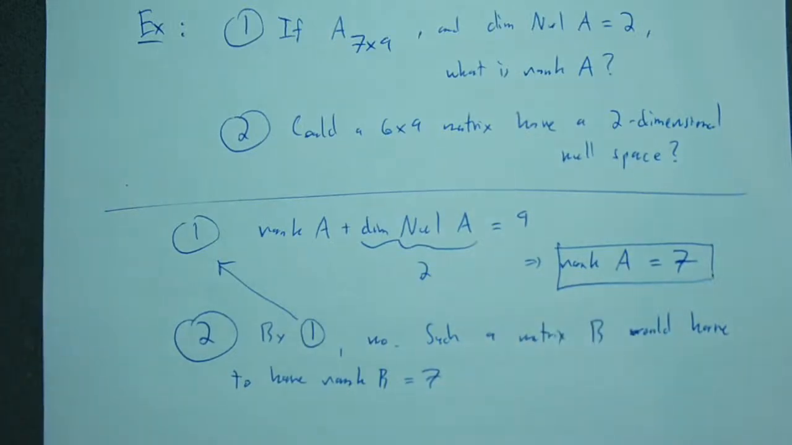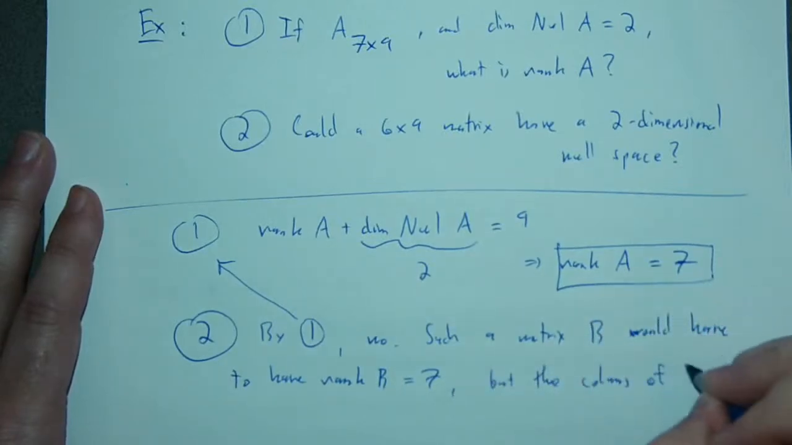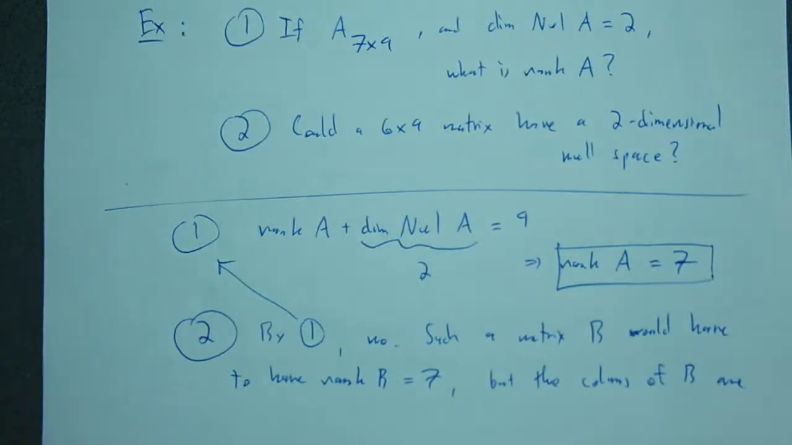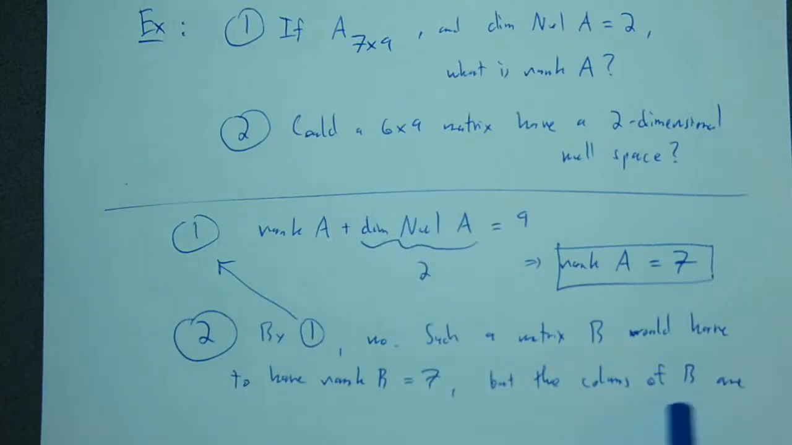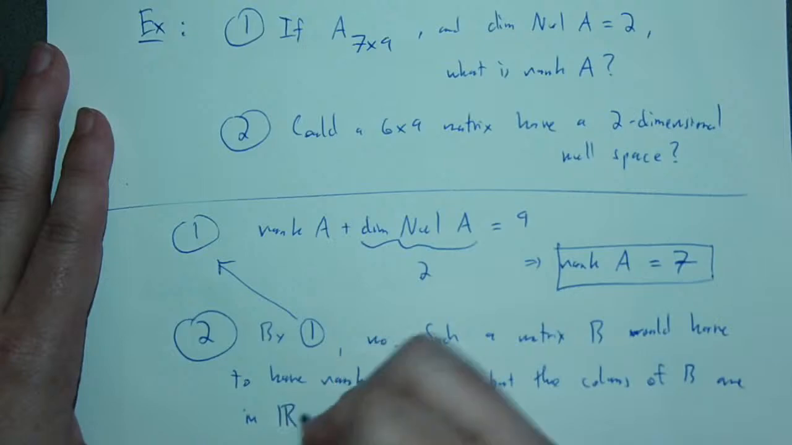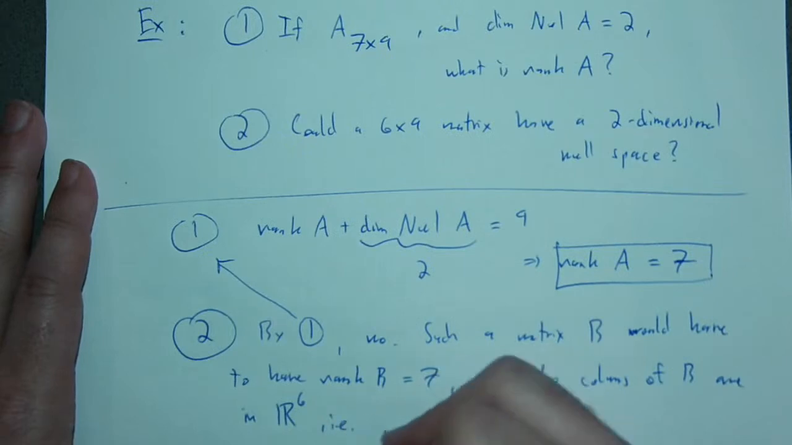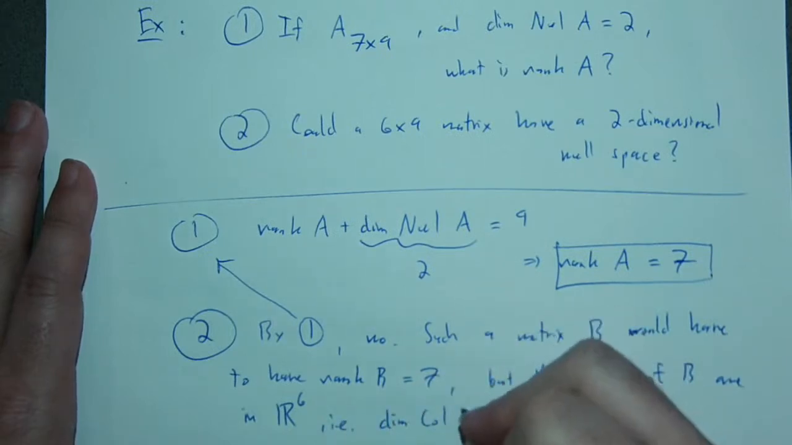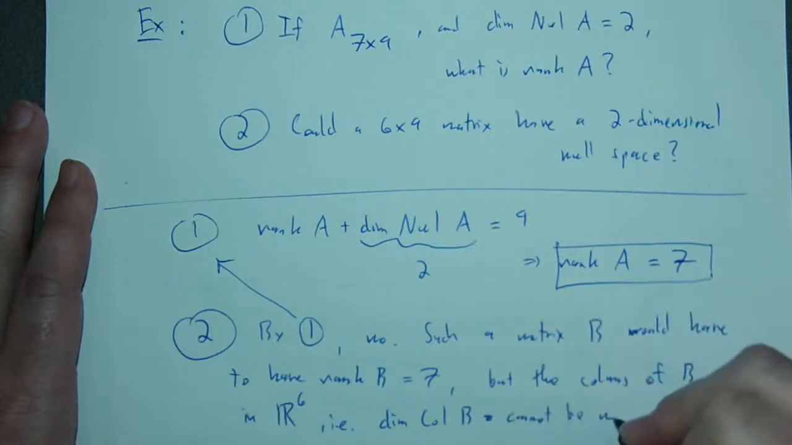Okay, but the columns of B are in what space? If B is a 6 by 9 matrix, what space are the columns of B in? How many entries are in the columns of B? There are 9 of them, and they have 6 entries, right? So those are in R6, i.e., the dimension of the column space of B cannot be more than 6.